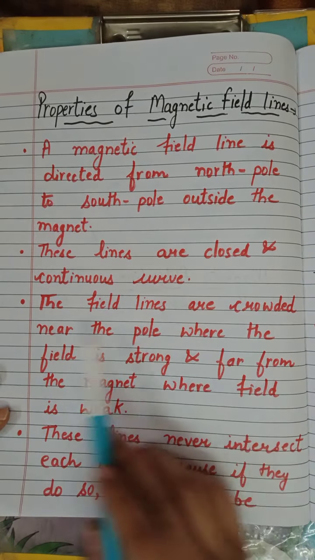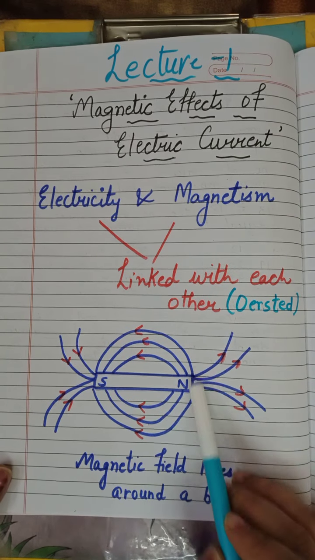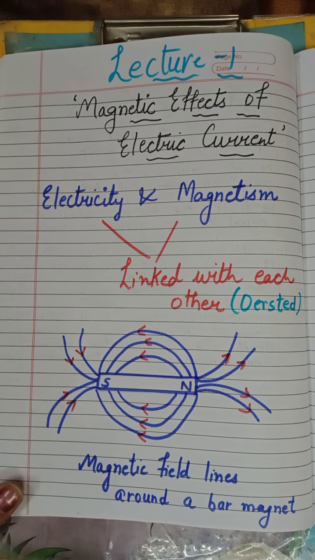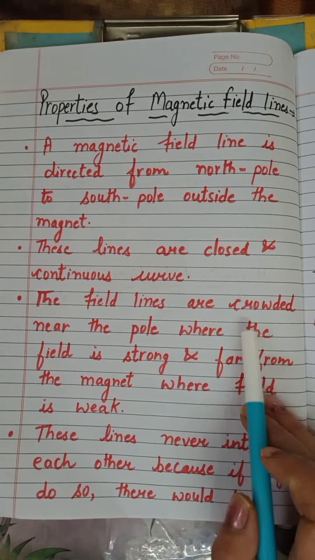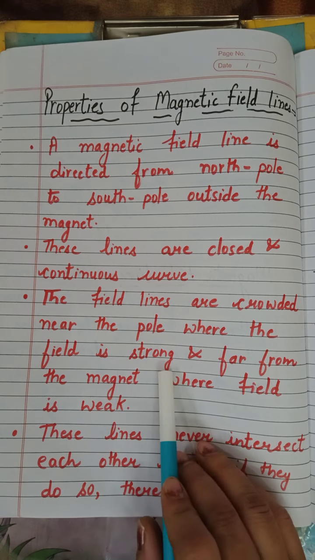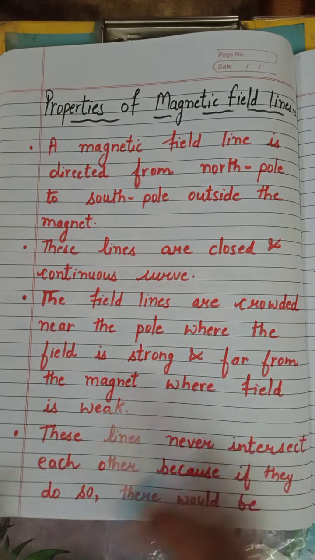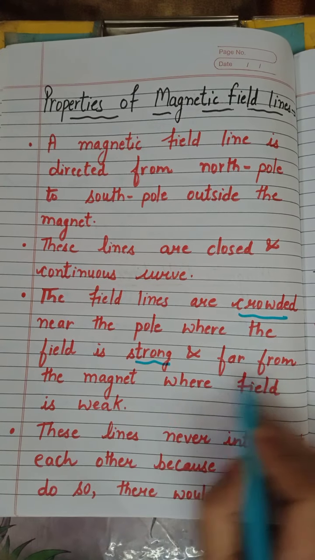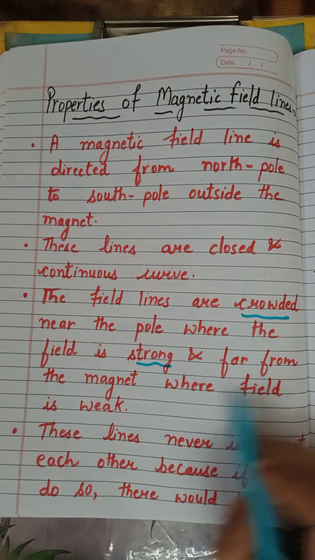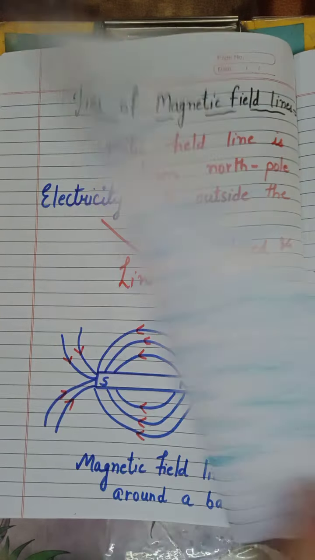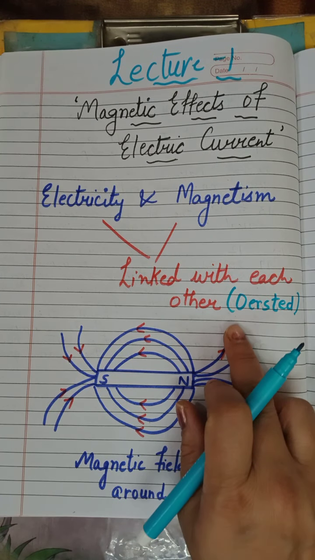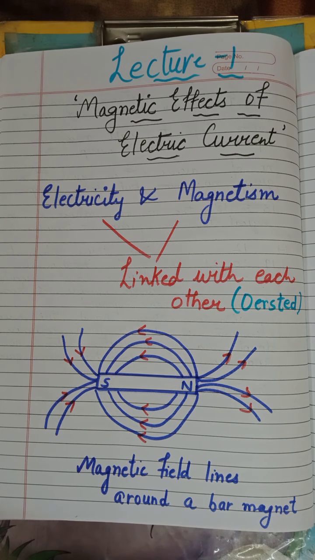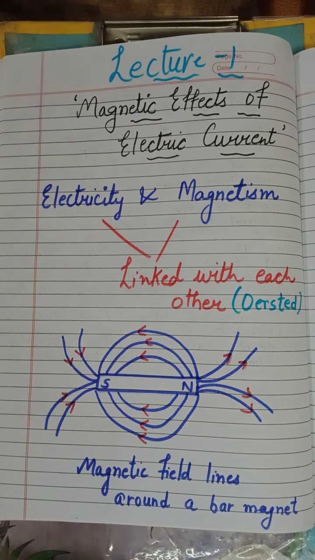Then the field lines are crowded near the pole. पोल के नियर, ये पोल्स हैं आपके नॉर्थ पोल और साउथ पोल, यहाँ रश ज़्यादा है, ये जो लाइन्स हैं ज़्यादा क्राउडेड है. Where the field is strong, जहाँ क्राउडेड है वहाँ क्या शो हो रहा है कि फील्ड इज स्ट्रॉन्ग. And they are far from the magnet. कहाँ दूर कब है? जहाँ मैग्नेटिक फील्ड जो है वो वीक है. जैसे जैसे दूरी बढ़ती जा रही है, मैग्नेटिक फील्ड की जो स्ट्रेंथ है that is decreasing.